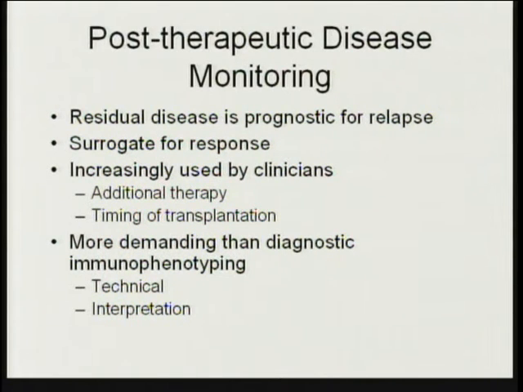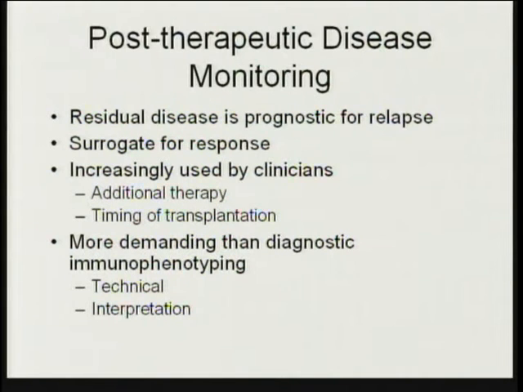So instead of waiting for the patient to actually relapse, which might take years to happen, one can use the decline in the level of disease early on in therapy as a surrogate marker for response and plan one's clinical trials based on this information. And it's becoming an increasingly important factor of MRD usage for clinical trials.